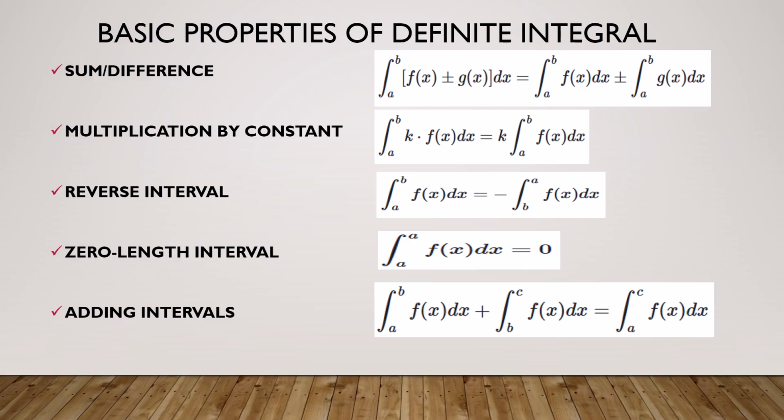Zero length integral means if you have the lower and upper limits the same, then obviously the area under the curve will be 0. So the integral will have the value 0. Adding of integrals means adding of limits basically. If you have integral a to b and b to c, when you add both of them, the function is the same. So you can directly write it as integral a to c f(x) dx.